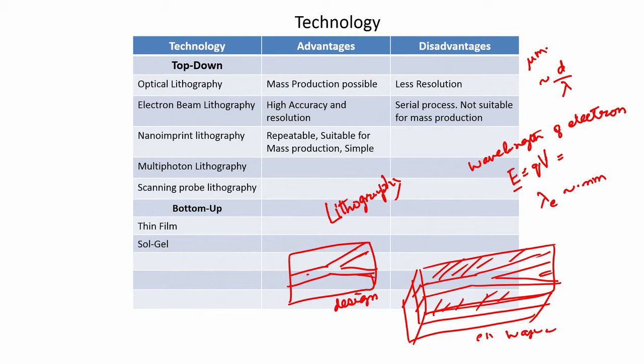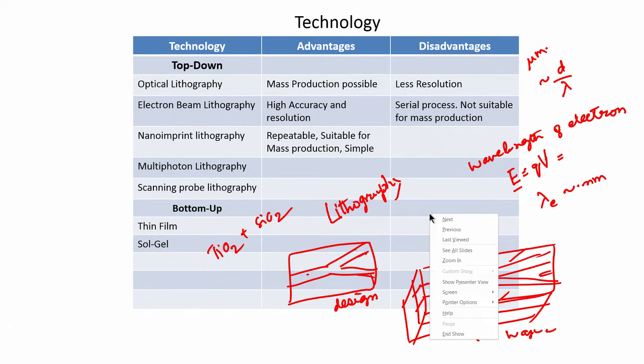The other processes which can be considered as a bottom up type of process are thin film processes. You need to coat a thin film uniformly and then use lithography to pattern these devices. Sol gel is a process where you have a combination of titanium dioxide and silicon dioxide in the form of a gel, which can be applied on top of these substrates and then later patterned using the above lithographic processes.